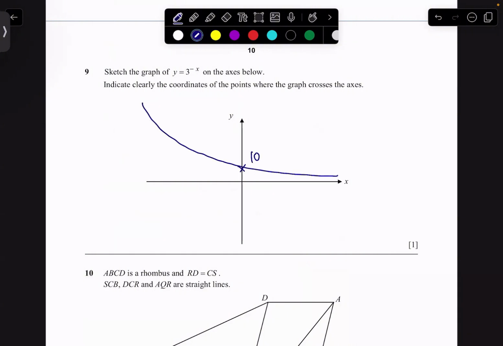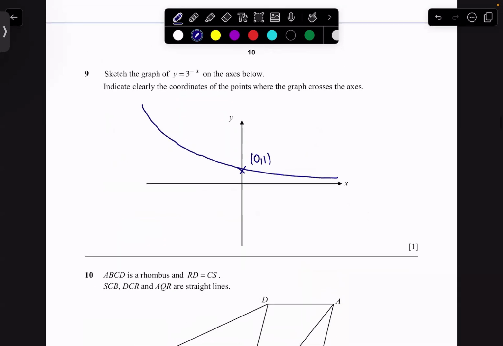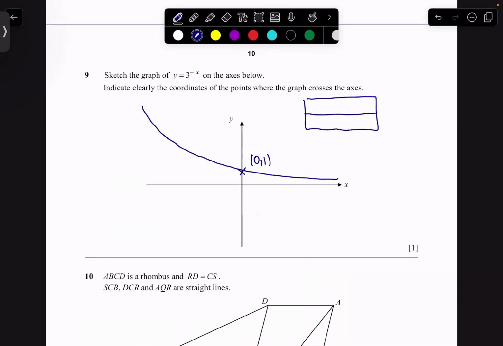Okay, and this point is (0, 1). Now, very simple, you can just create a table of values and then sub in the points to see how the points are more likely to be there. So for example, you sub in x equals 0, y equals 1. You sub in x equals 1, you get 1/3. You sub in x equals 2, you get 1/9. If you sub in negative 1, you get 3. You sub in negative 2, you get 9. So you can see how the graph is trending.